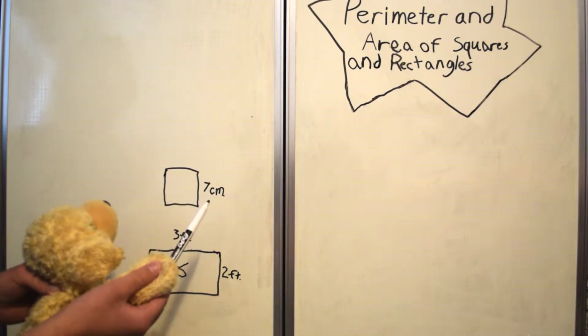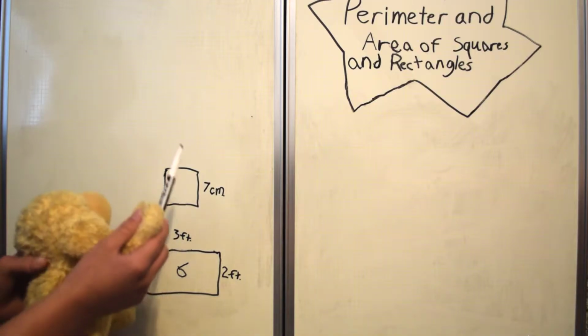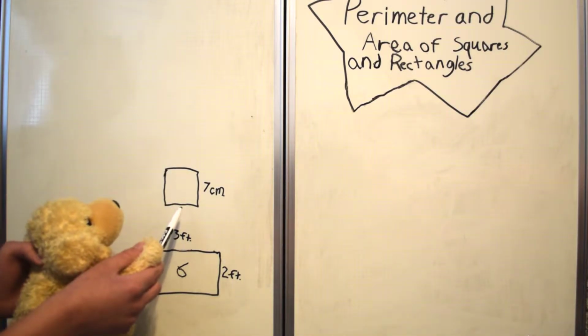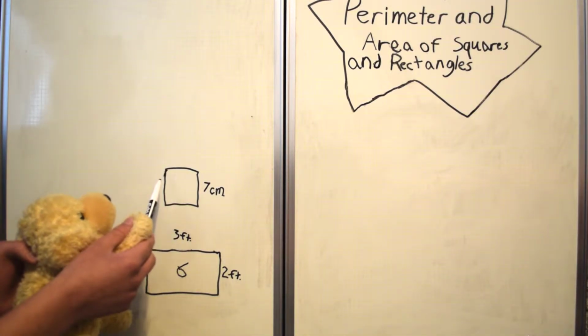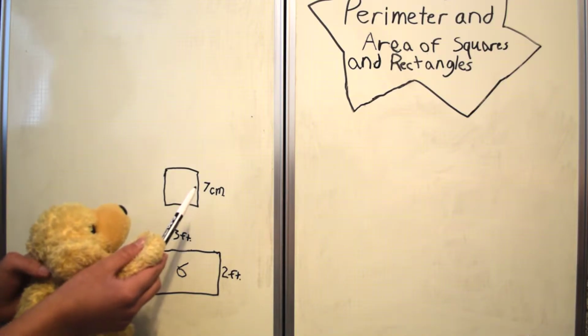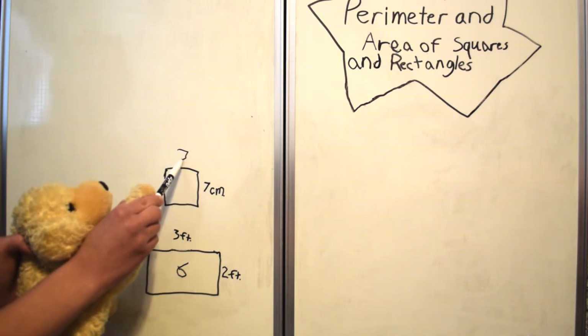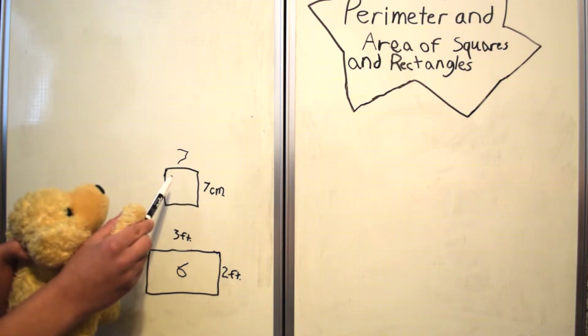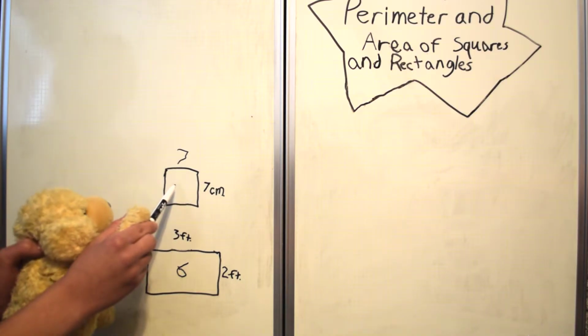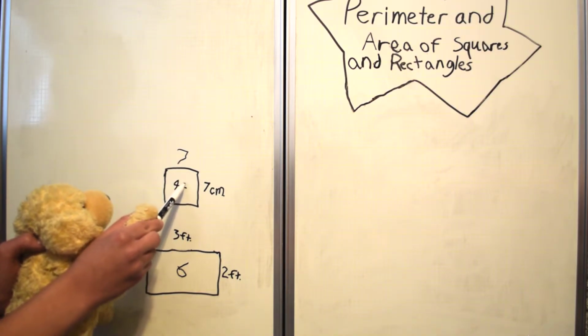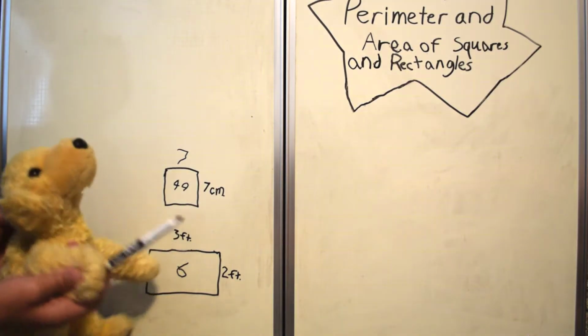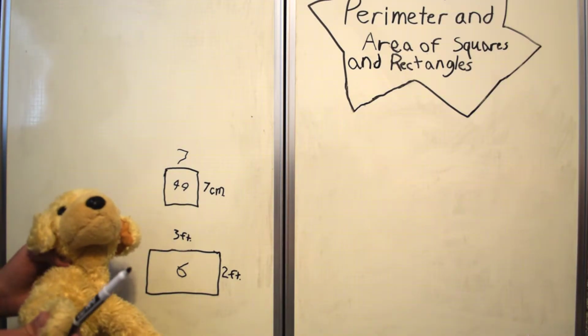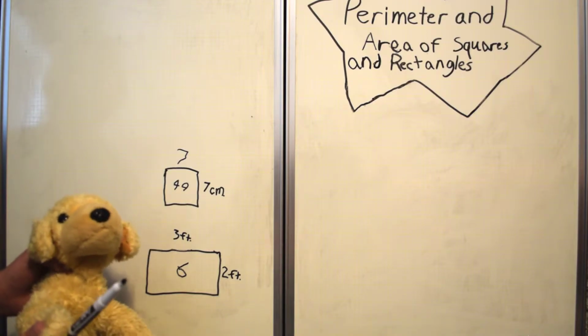Since the area of a square or rectangle is just the length of the top side or the bottom side times the length of either the left or right side, we can find the area of the square by multiplying 7 times 7, which is 49. So this square's area is 49 square centimeters. The area is easy to find as long as you're good at multiplication.